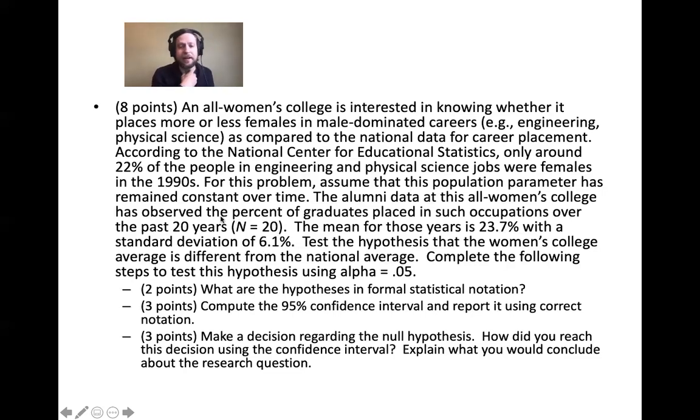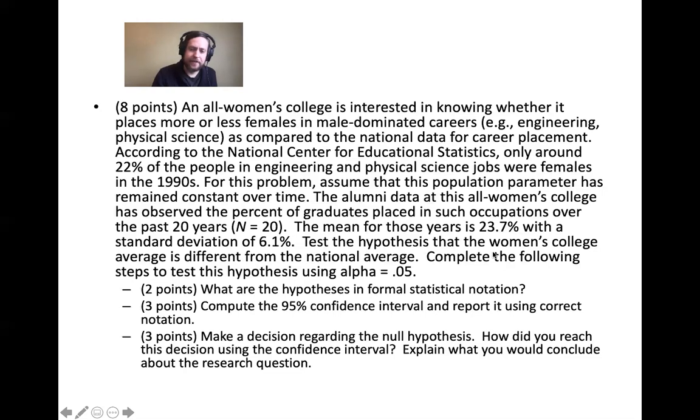So they collect data on females in male-dominated careers over 20 years. Each year is considered like a participant. So our sample size is 20 because we have 20 years. The sample mean for those 20 years is 23.7% with a standard deviation of 6.1%. So 23.7% is our sample mean, and the 6.1% is our sample standard deviation.